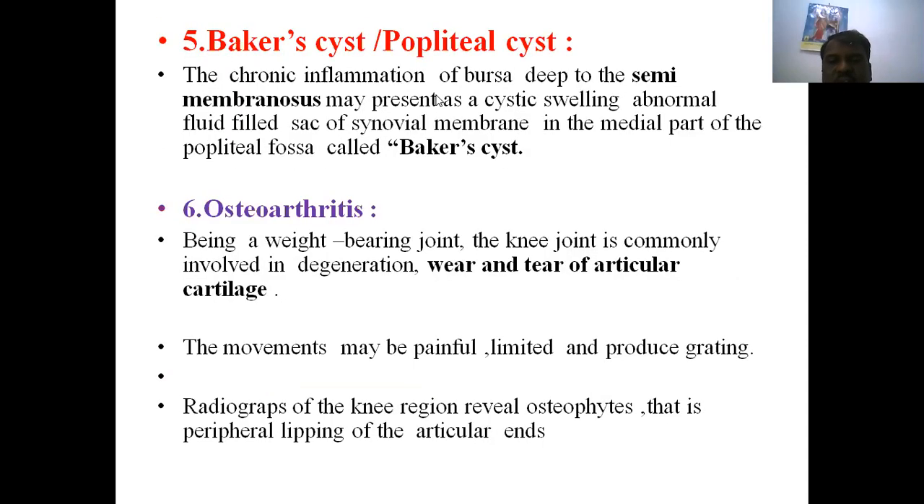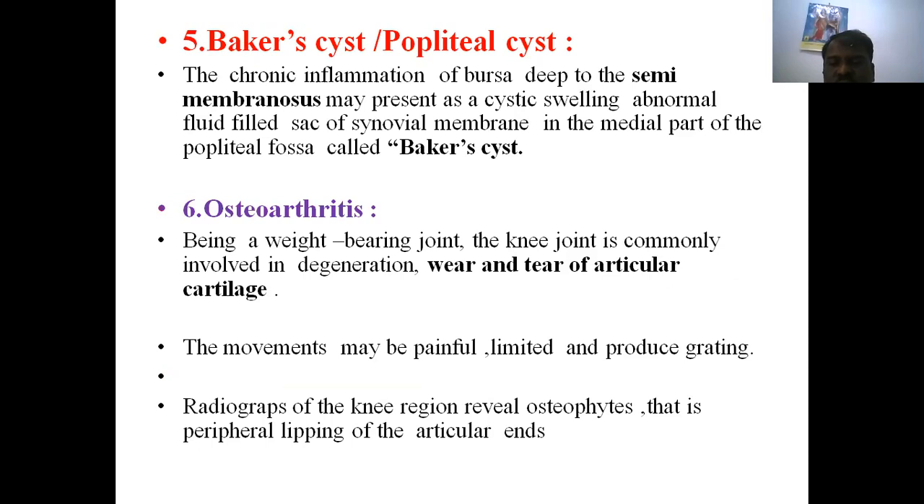Baker cyst: we can identify the semimembranosus bursa with a cystic swelling on the posterior surface of the medial condyle of the tibia. We can identify Baker cyst, or the popliteal cyst. Osteoarthritis is very, very important.